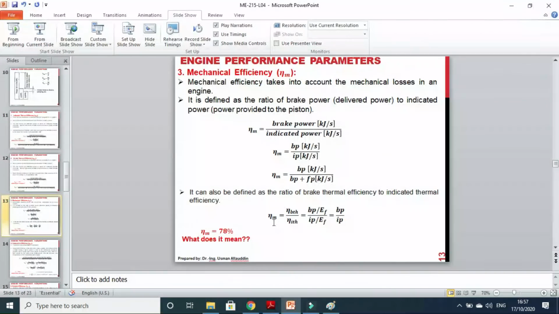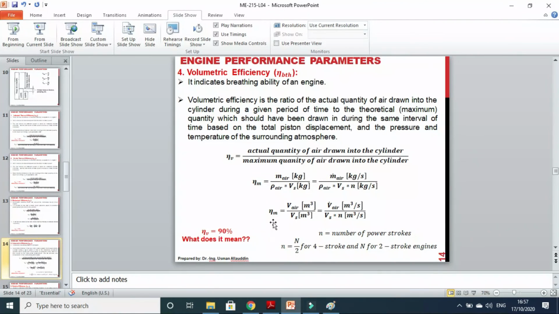This thing we also did here. You can see that if we have the mass flow rate of air, mass of air in kilogram, so swept volume into kilogram per meter cube, the meter cube will be cancelled out, leaving kilogram. Now in order to convert kilogram into kilogram per second, we need to multiply by n, and n is N by 2 for a 4-stroke engine, and n is equal to capital N for a 2-stroke engine.